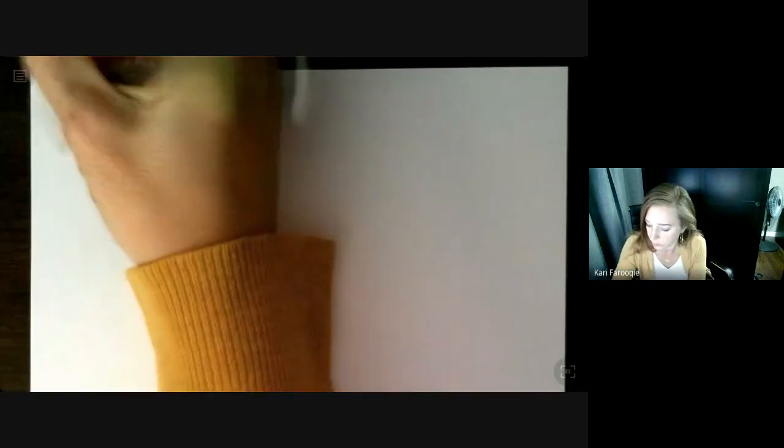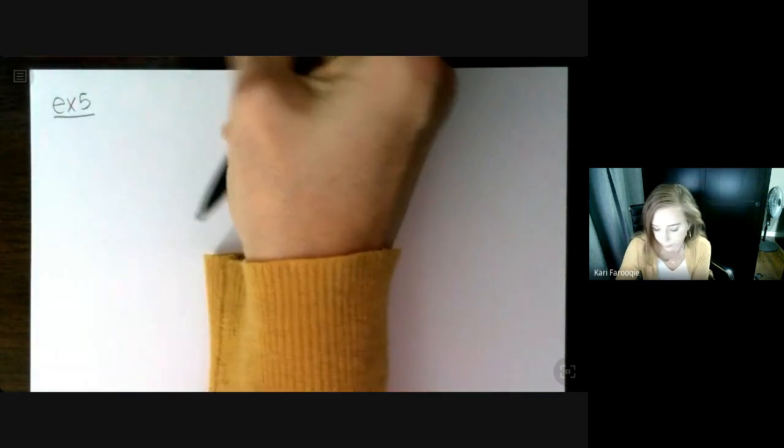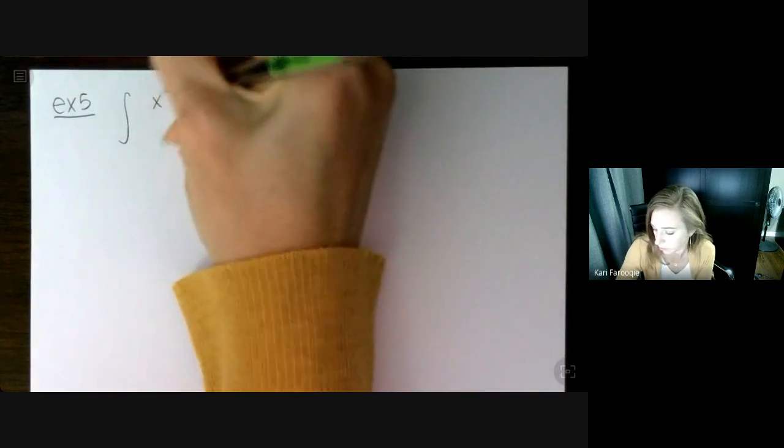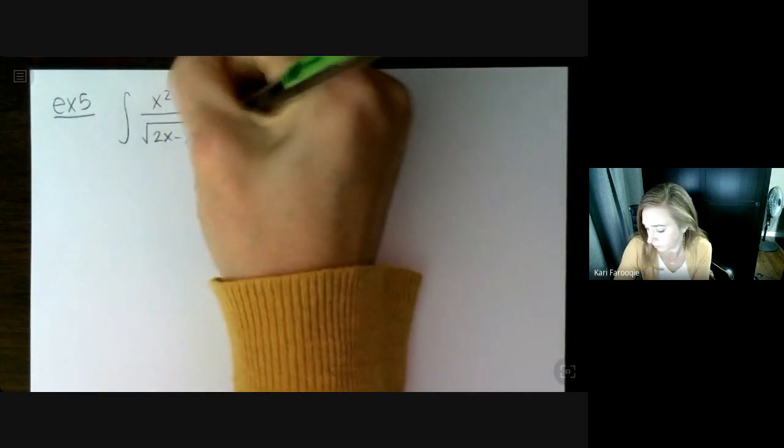Example 5. This is the integral of x squared divided by the square root of 2x minus x squared dx.